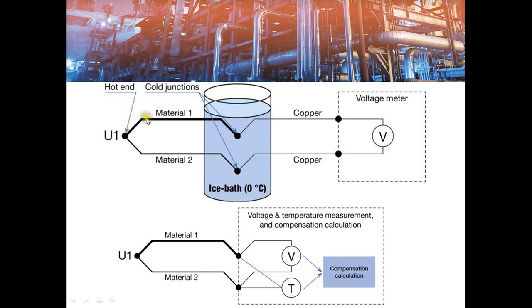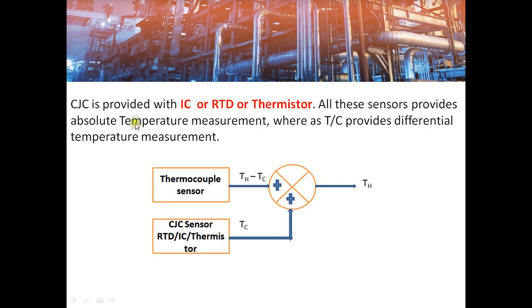If the cold junction is at 0 degrees centigrade, then the EMF is directly proportional to the hot junction temperature. But in practical cases, the cold junction temperature is not 0, it is at a certain ambient temperature. So the ambient temperature needs to be measured and this output needs to be added to the actual thermocouple output. And this process is known as cold junction compensation of the thermocouple.